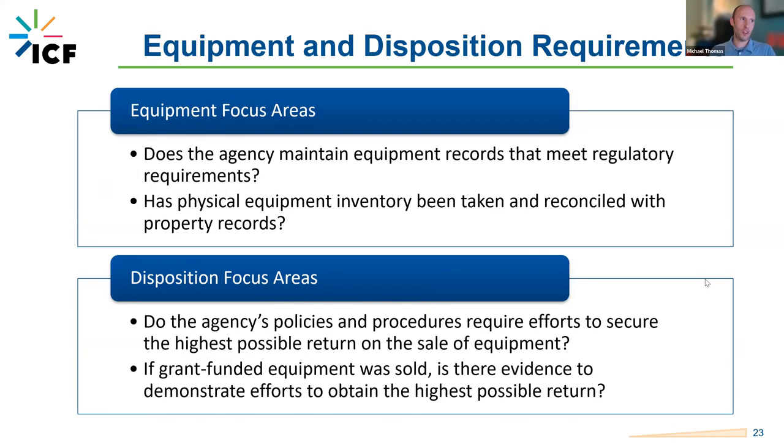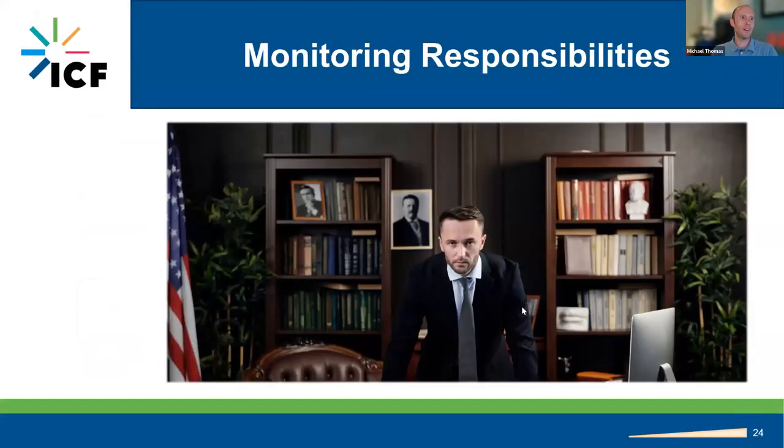And then in disposition, do the agency's policies and procedures require efforts to secure the highest possible return on the sale of equipment? And if grant-funded equipment was sold, is there evidence to demonstrate efforts to obtain the highest possible return? So that's straight out of the CPD monitoring handbook. Essentially what they're saying is you have to make some effort, you have to do due diligence to make sure you're getting the correct value for equipment should you sell it.